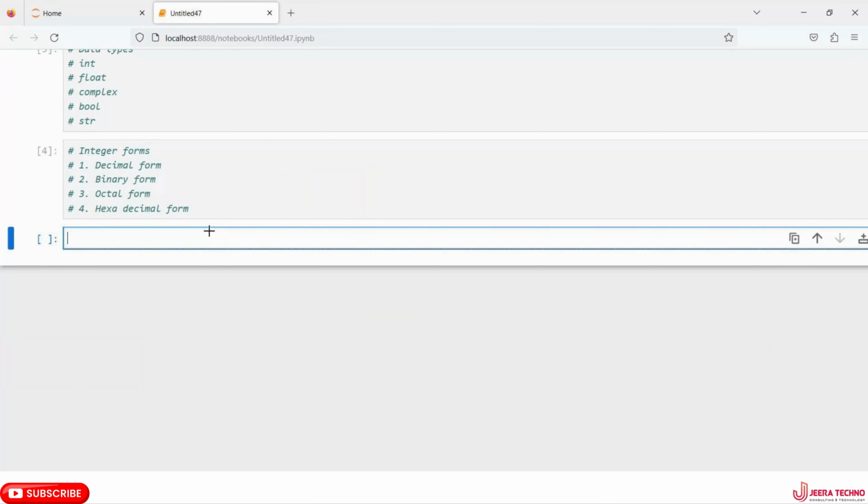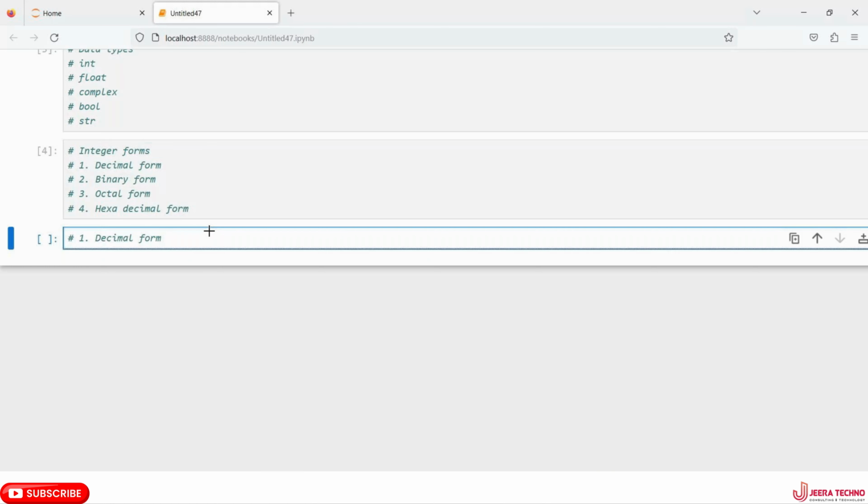Now, decimal form, binary form, octal form, hexadecimal form. I'll give you 1 minute. If you have paper and pen, you can collect it and start, because some small calculations will be there. If you work it out on pen and paper, it will be good. Okay, so first we'll discuss decimal form.